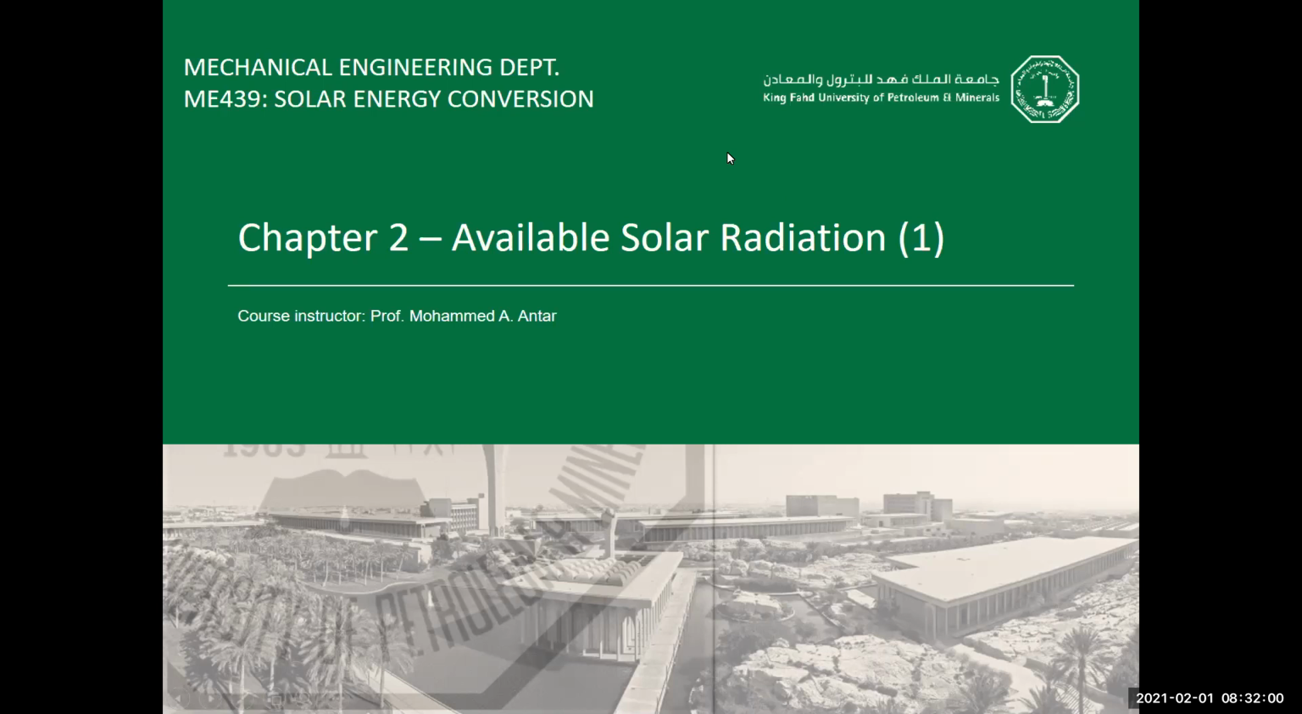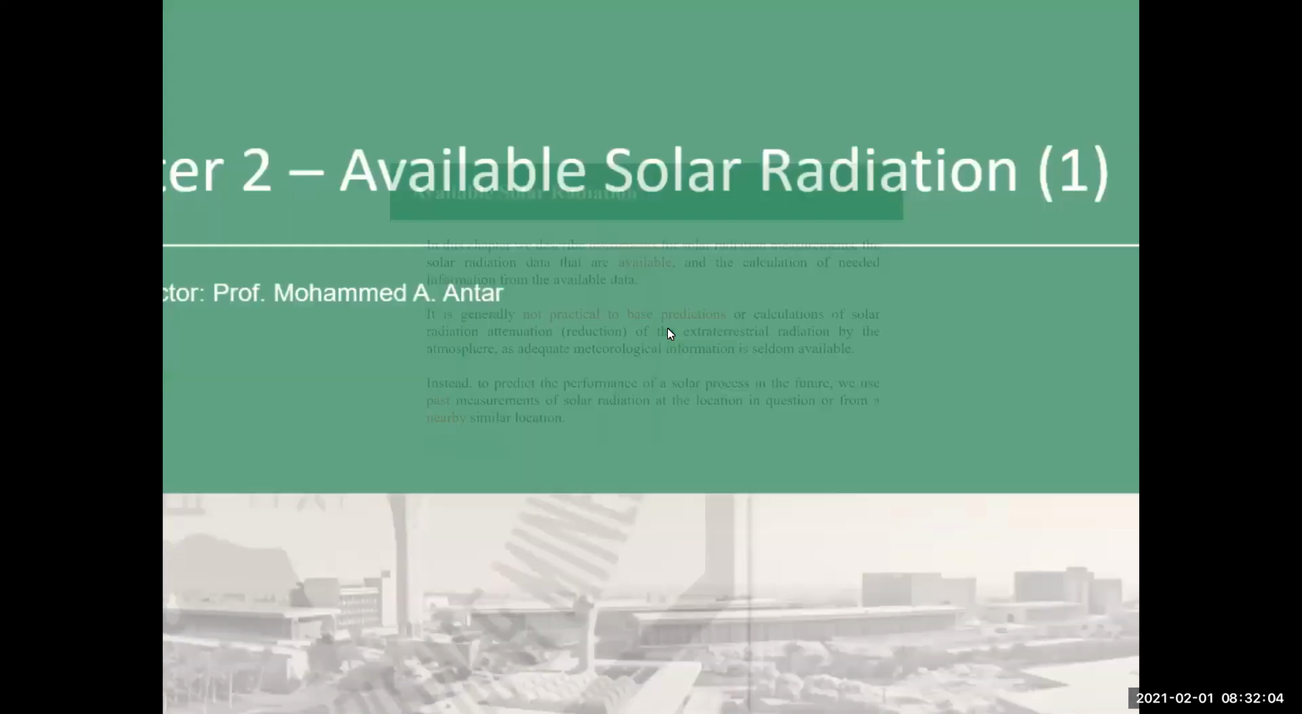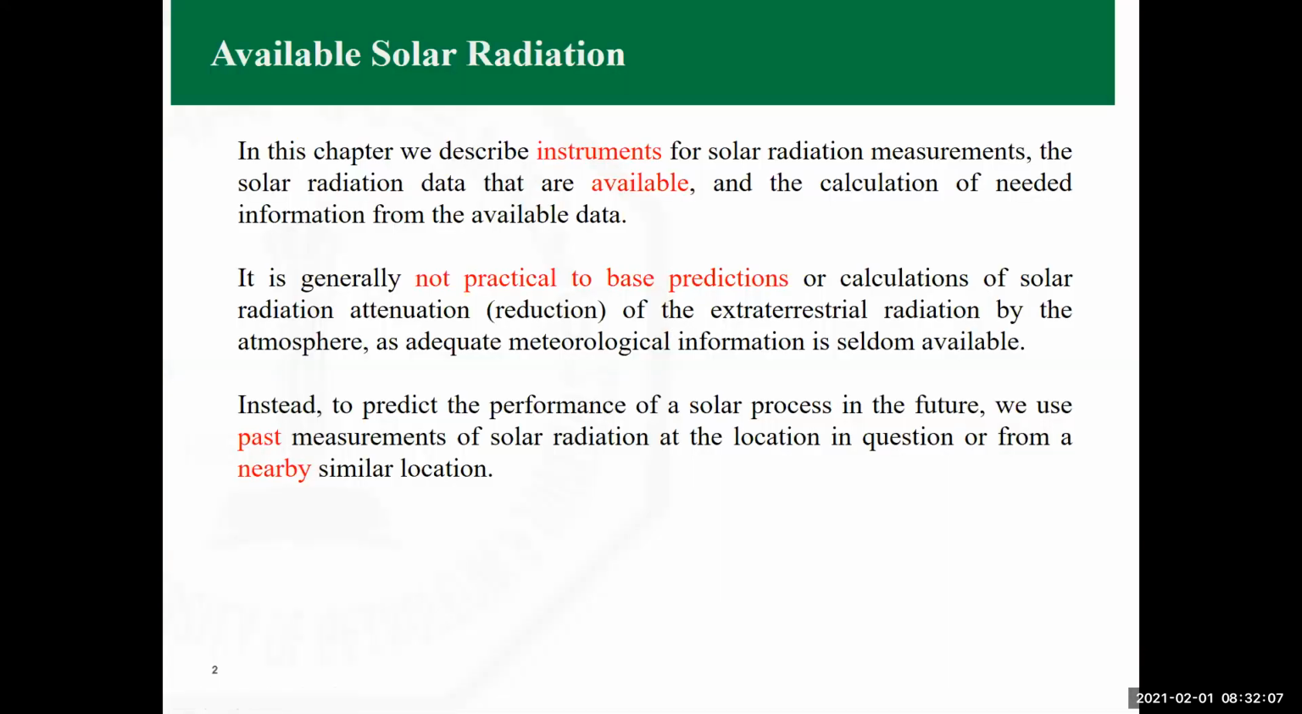So what we'll be talking about today is the available solar radiation, the instruments that are used for measuring the solar radiation, the data available for the solar radiation, and being able to calculate and predict values of solar radiation flux, be it irradiation or irradiance. It depends on the kind of information that is available and how we can process this information to get some useful values.